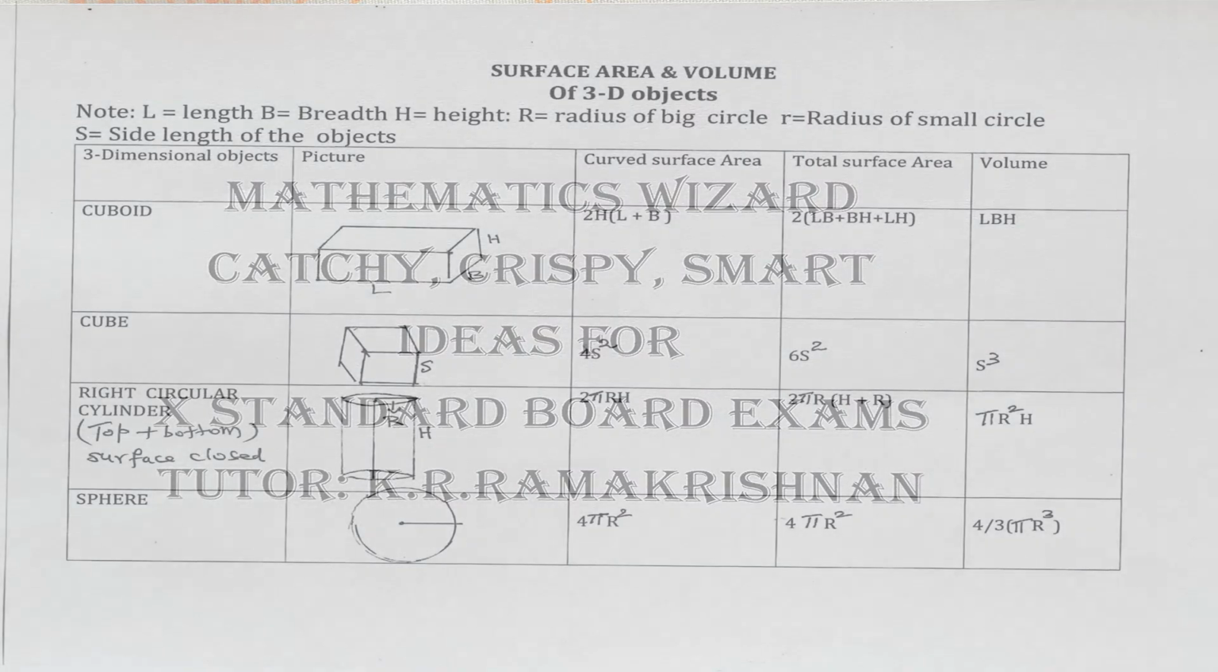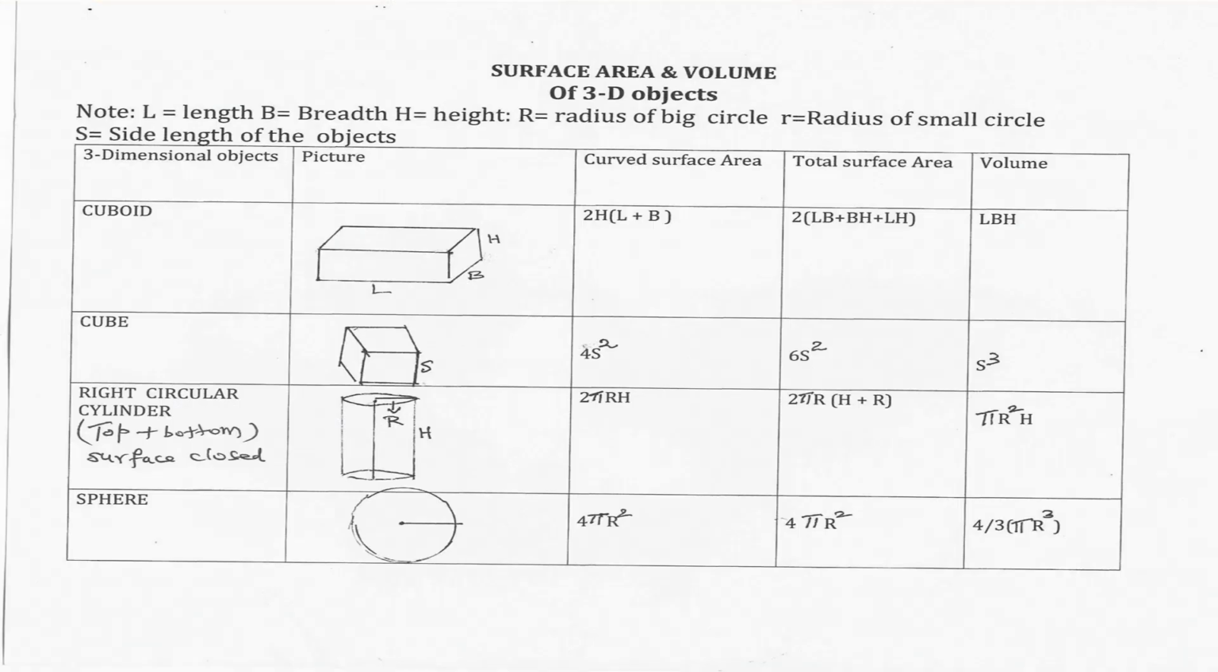Welcome students to the chapter Surface Area Volume. In the previous standard, you have studied extensively about two-dimensional objects like squares, rectangles, triangles, parallelograms and polygons.